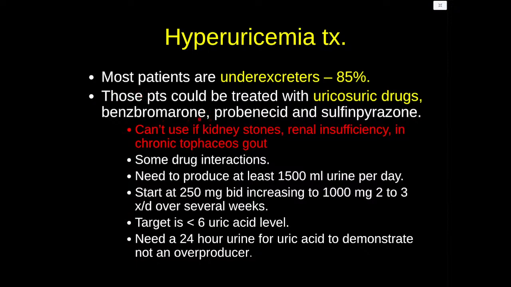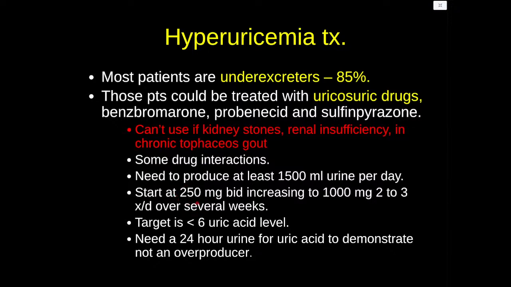The most used medication is benzbromarone, trade name Desuric. But these medications can cause kidney stones and renal insufficiency, and in chronic tophaceous gout they are forbidden and not allowed. There are some drug interactions, and you need to produce at least 1,500 milliliters of urine per day. So the patients must drink a lot of water.